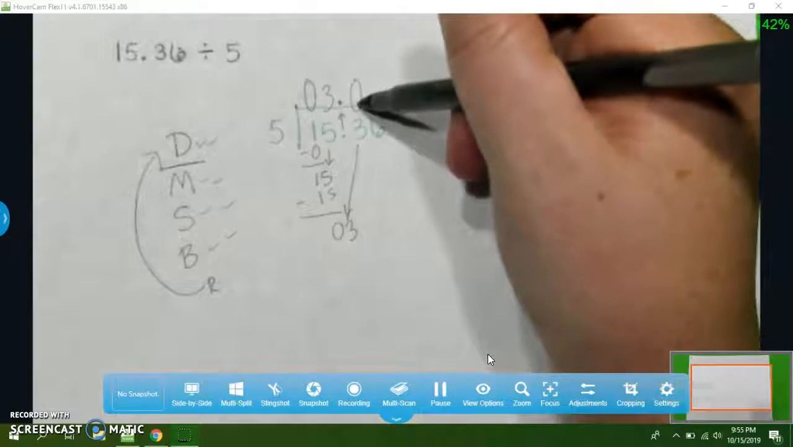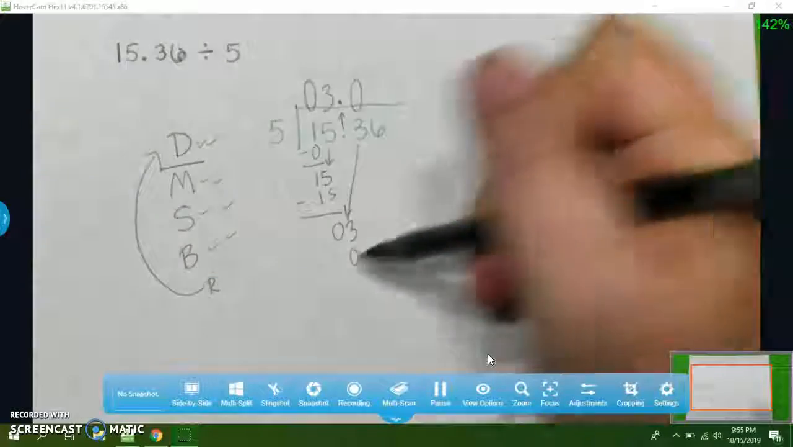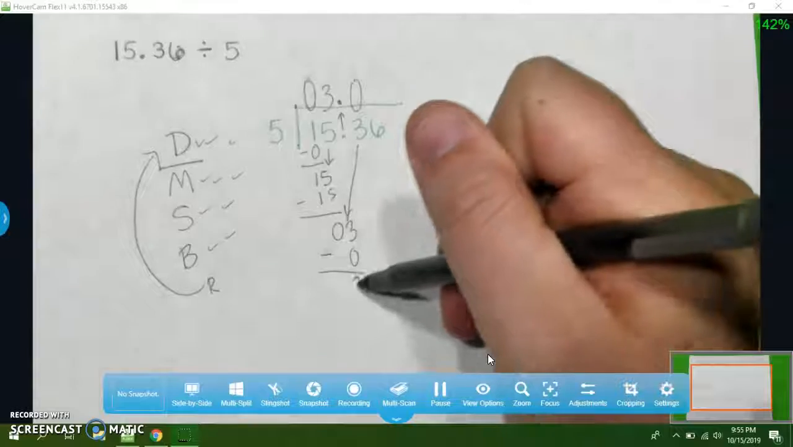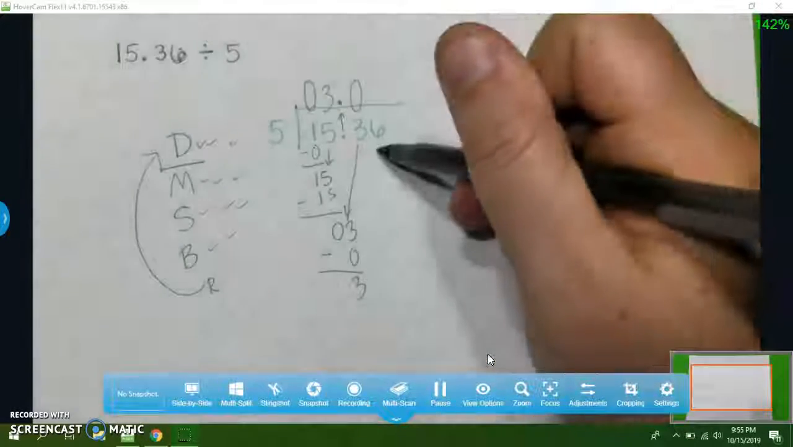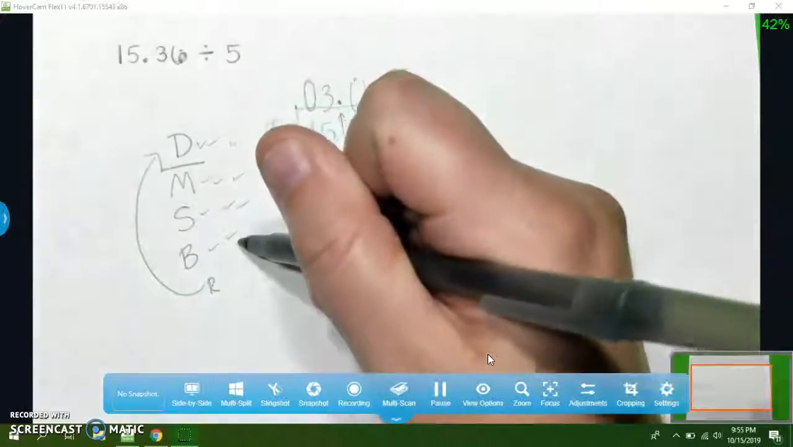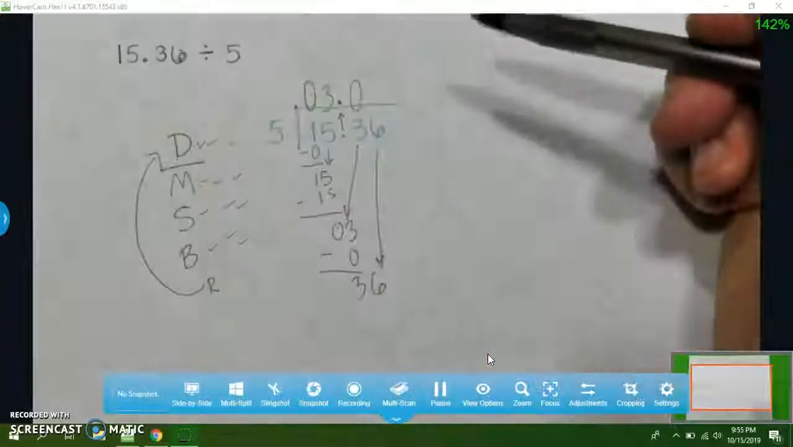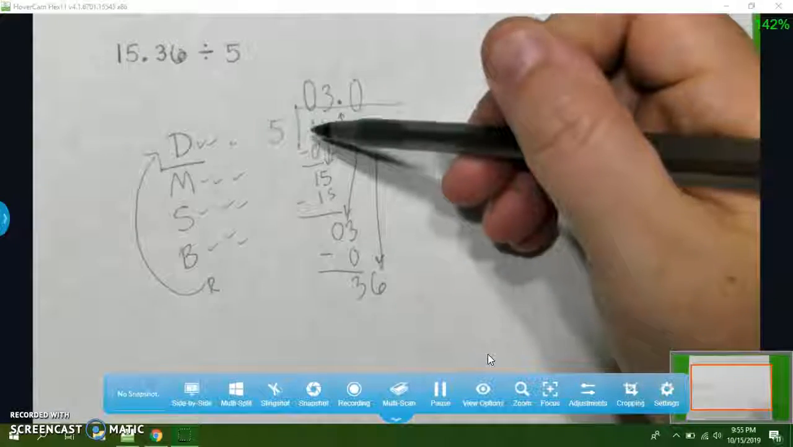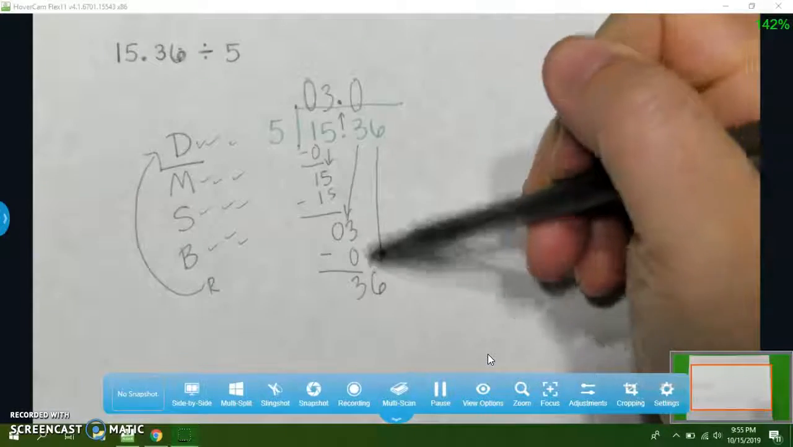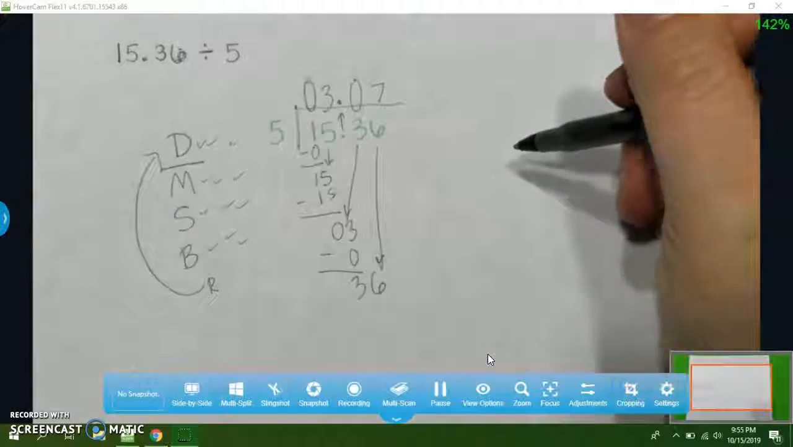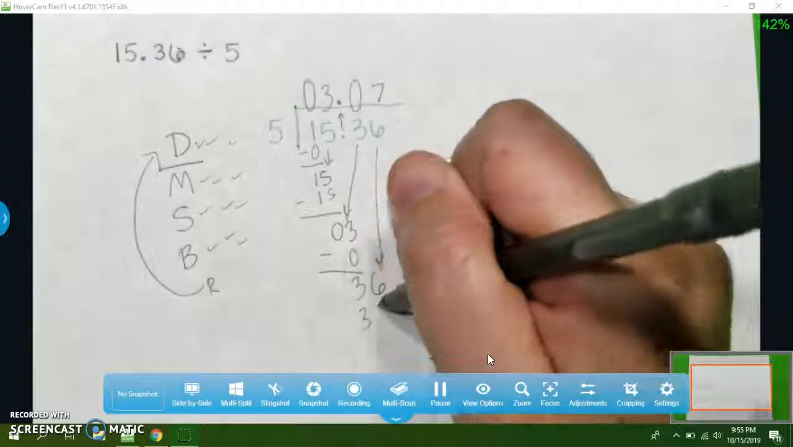5 times what I just wrote. 5 times 0 is 0. So I've divided, I've multiplied, now I'm subtracting. And bringing down my 6. And taking it on back to the top one last time. 5 into 36 will not work out perfectly, but I know that 5 times 7 will get me close. So 5 times 7 is 35.